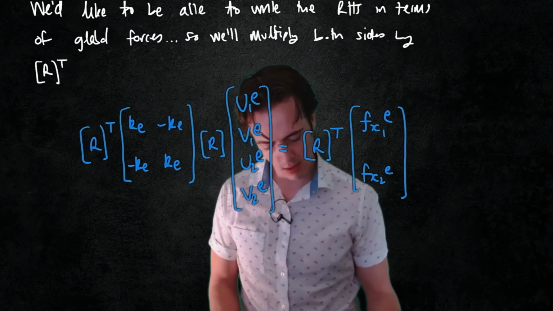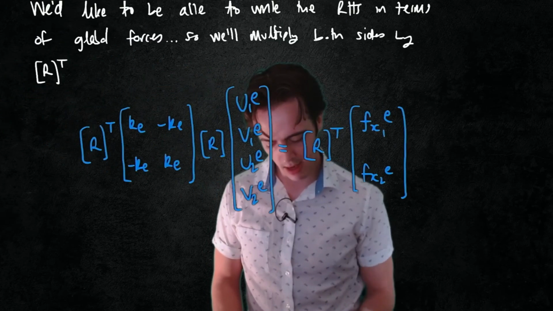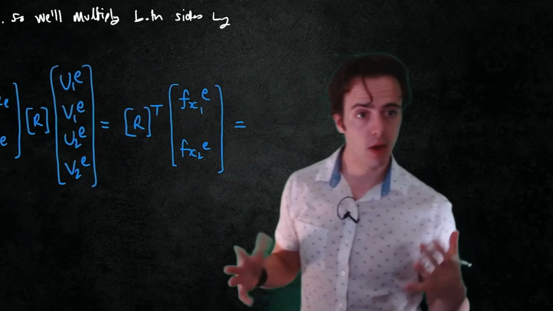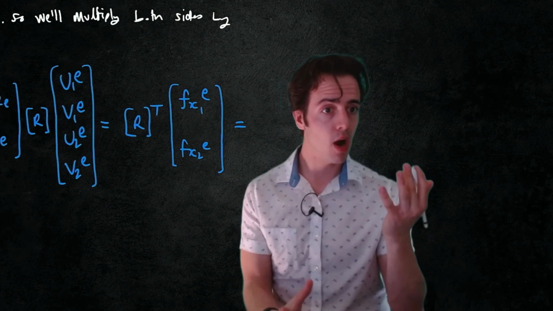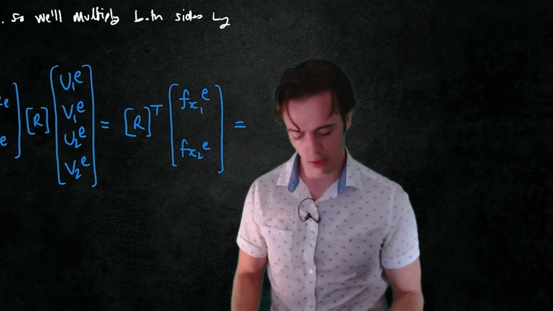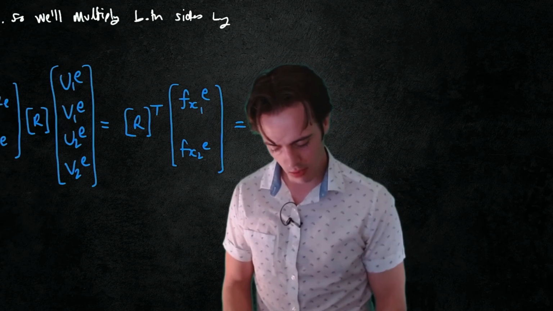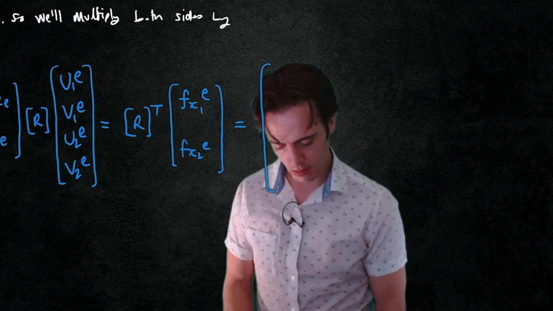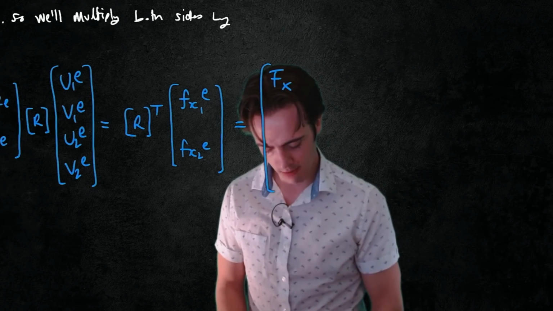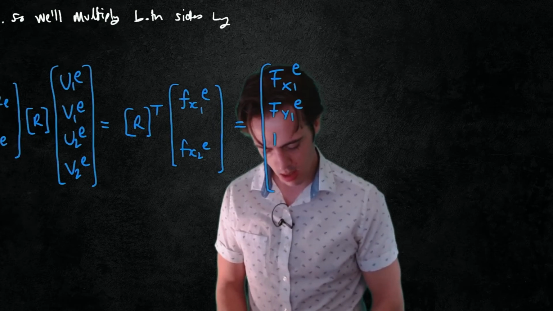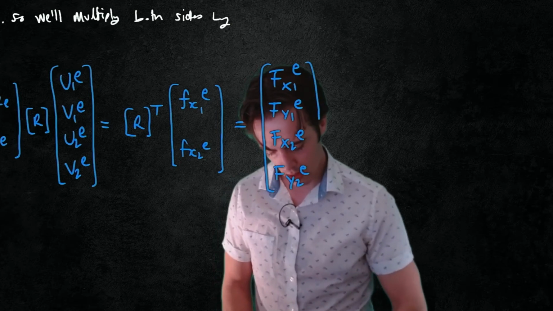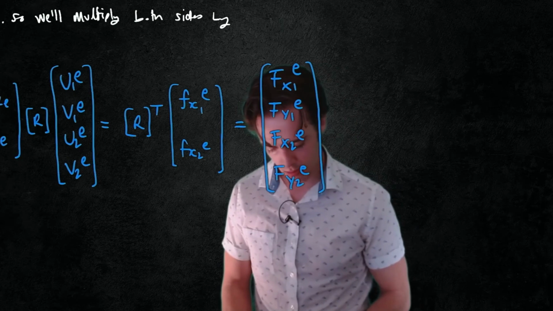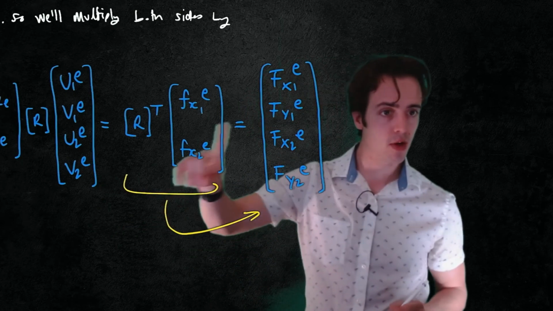Okay, so we can do these multiplications separately. This right-hand side is pretty easy to do. Well, we already know what the result's going to be. We know the result is going to be the global forces in terms of x and y as described on nodes 1 and 2. So this right-hand side becomes Fx1e, Fy1e, Fx2e, Fy2e. Okay, so that is from here. Just this multiplication gives us this.